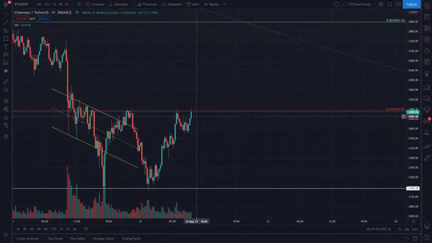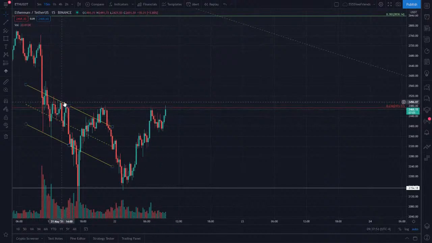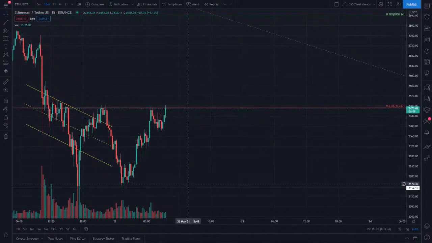So what we're going to be looking for today and throughout the day is what happens in this area? What happens right now? Does it get rejected? Does it end up hitting this area or this point up here where we were getting clear rejections before? Does it end up hitting this area and then we end up getting rejected back down?